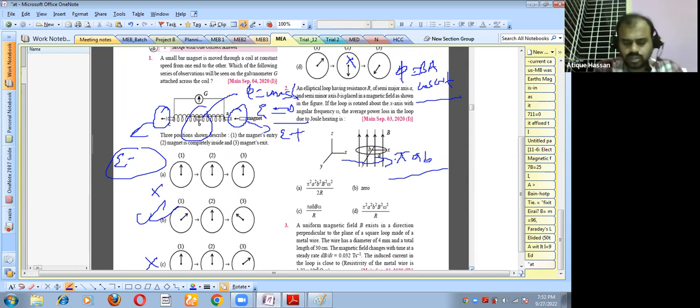Now it's over to you. Solve it. I have given a sufficient hint. You can solve it easily. Understood the hint? Okay, solve it.